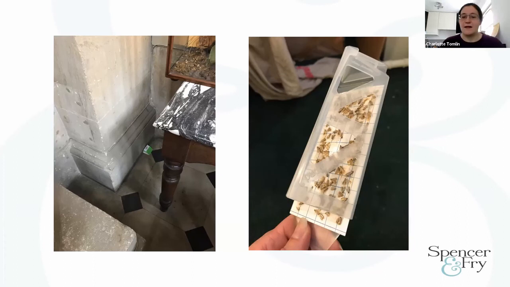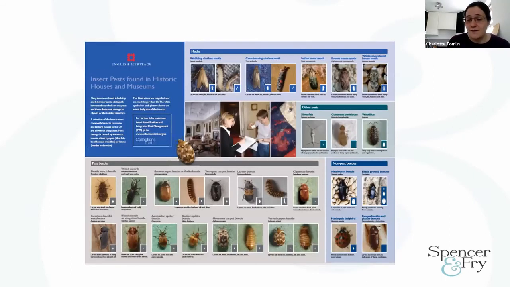So there are lots of free resources to help you with this. If you're used to doing IPM, you'll have this poster, no doubt. If you don't have this poster, then it's available to download for free on the English Heritage website. So it's got just clear pictures of every pest and the size of the pest, so it's very useful.